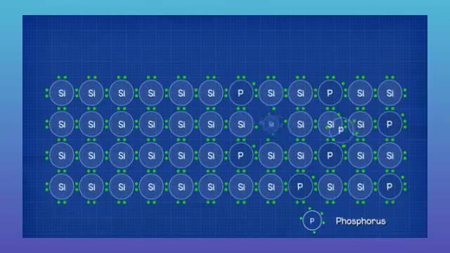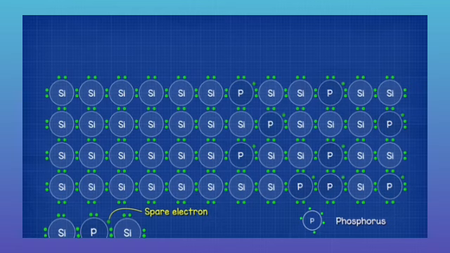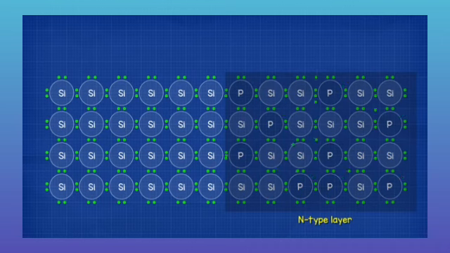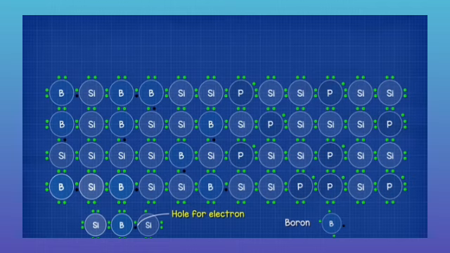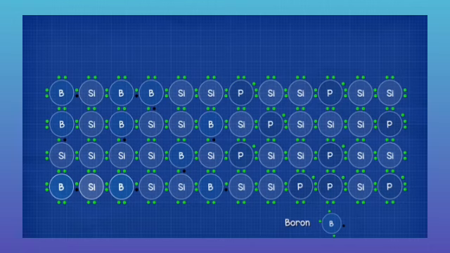For the electrons, we add some phosphorus to one side, because it has 5 electrons in the outermost shell. 4 of these will be shared, and there is now 1 spare electron which is free to move around the material. For the holes, we add some boron to the other side because it has just 3 electrons in its outermost shell. There isn't enough electrons to share, and so there will now be a hole where an electron can occupy.